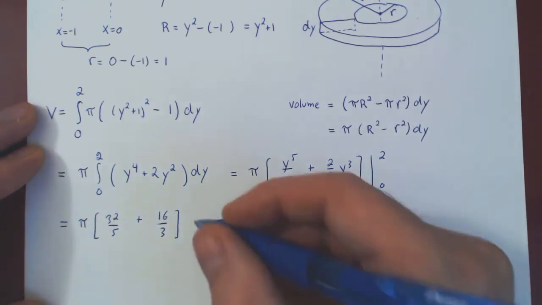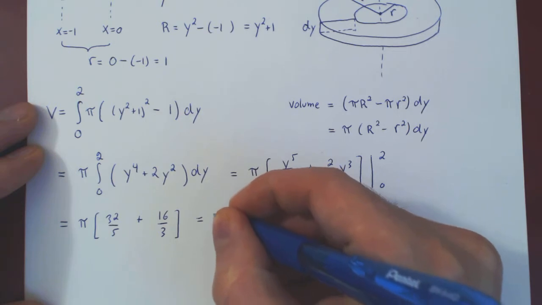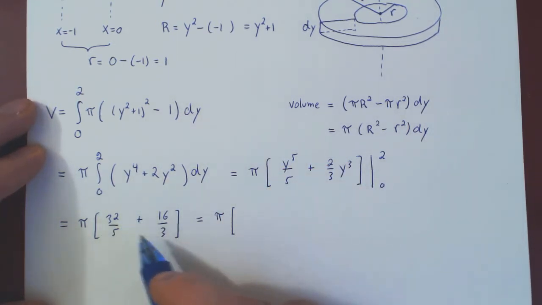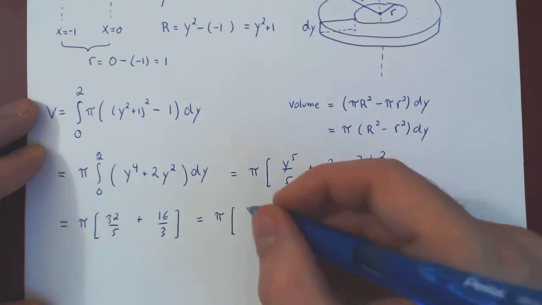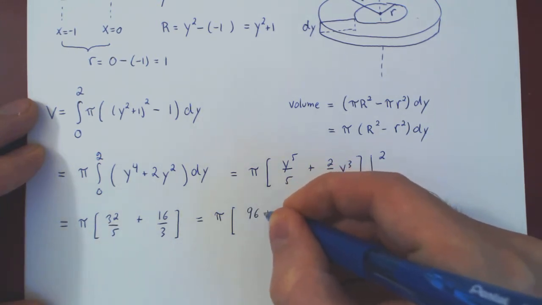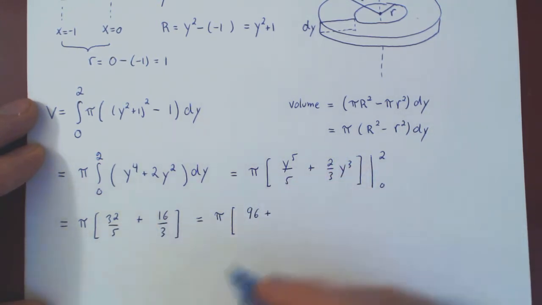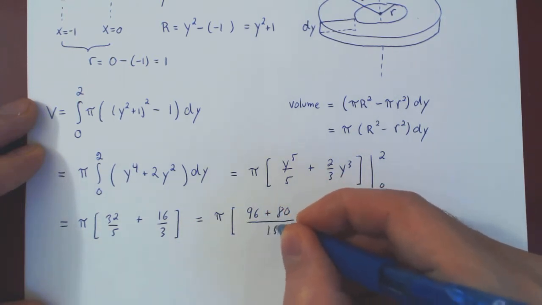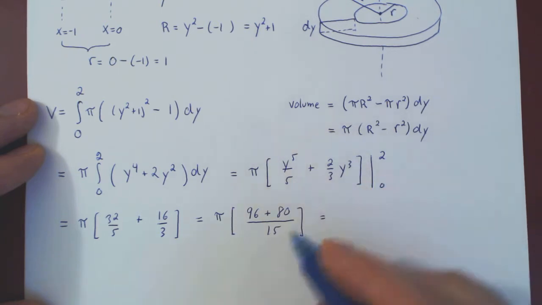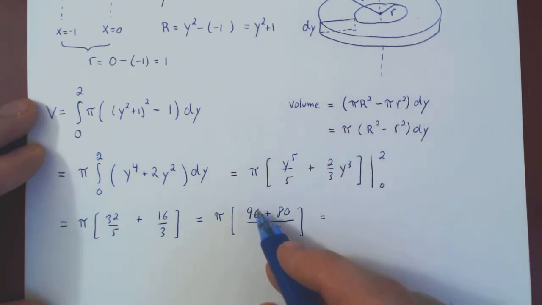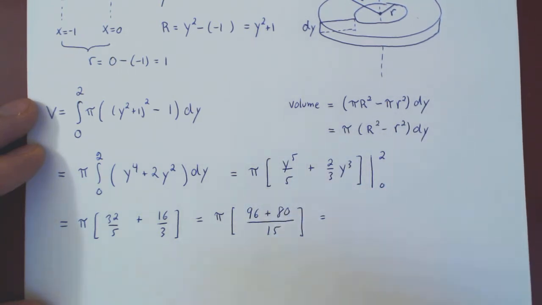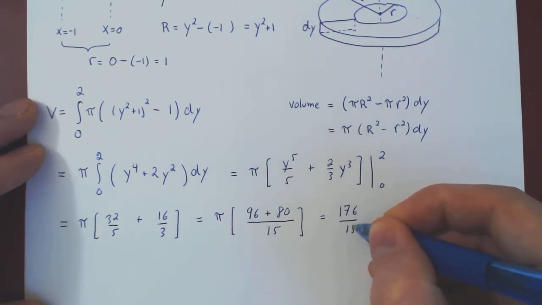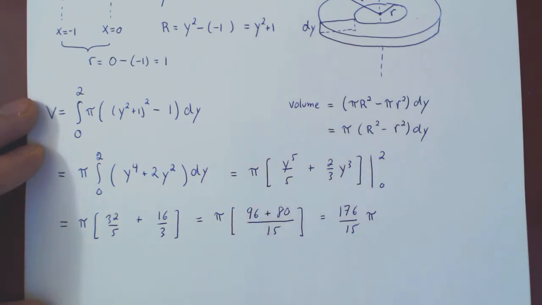Of course, you can simplify a little bit. We want to have a common fraction, so cross multiply. 32 times 3 will give you 96, plus 5 times 16 is 80, over 3 times 5 is 15. 96 plus 80 is 176 over 15. So it's 176 over 15 pi.